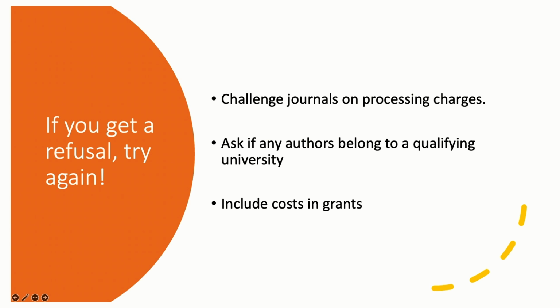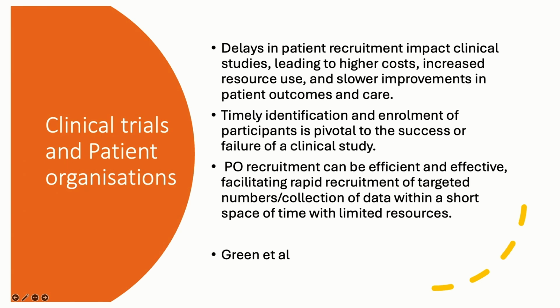There's a thing about processing charges. As you know, the journal will often say, we want $2,000 for a processing charge. And you say, well, actually, I haven't got $2,000, so what am I going to do? There are some universities that will waive that if you're part of the university. If you're applying for a grant, you should include the cost of the processing charge in the grant. And if you get a refusal, you should try again. You should challenge the journals, because sometimes you can say you're a charity, you don't have any money, and they will actually waive the fees or reduce the fees. So it's worth asking them.